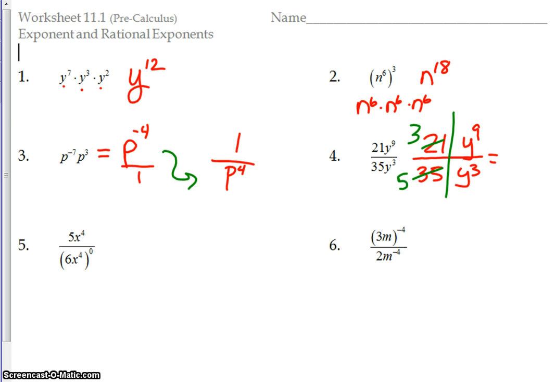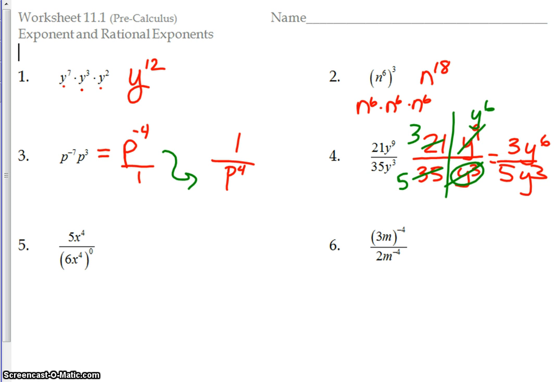And I know that this is y to the 6th. So my answer becomes 3y to the 6th over 5y to the 3rd. So I kind of see this as taking away 3 y's here, or y to the 3rd. If I took away 3 y's here, I'd have 6 y's left. So that's kind of how I thought of that.